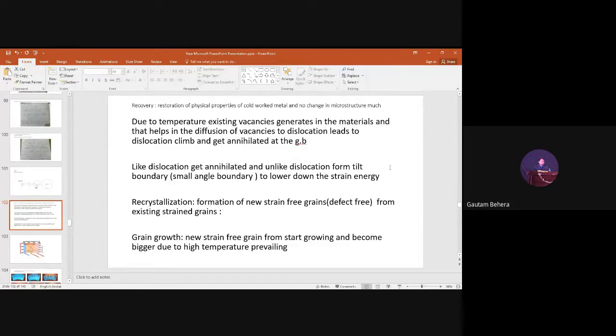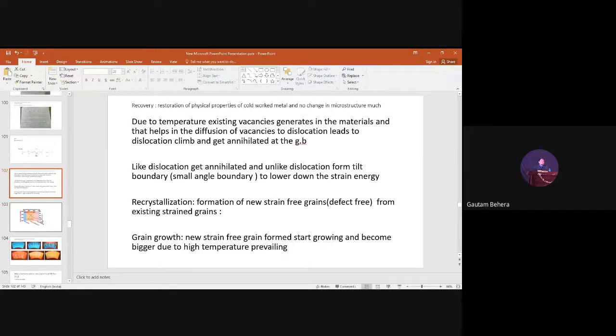It is already written that like dislocations get annihilated, and unlike dislocations, tilt boundaries will form to lower the strain energy. Then what happens? Recrystallization. Recrystallization is the formation of new strain-free or defect-free crystals from the existing strained grains, right? And grain growth means the new strain-free grains that formed start growing and become bigger due to the high temperature prevailing, right? So these are the things which will happen.